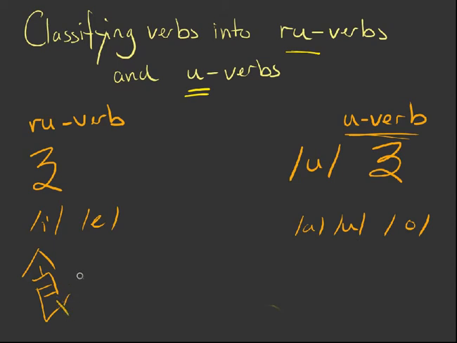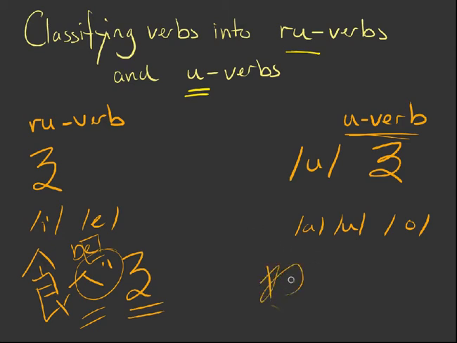Taberu. Oops, that's the wrong stroke order. Taberu. And because this ends in ru, it can either be a ru verb or a u verb, but we've got this be here, and with that is an e vowel sound, so it is classified as a ru verb. Okay, and this is to eat, by the way.